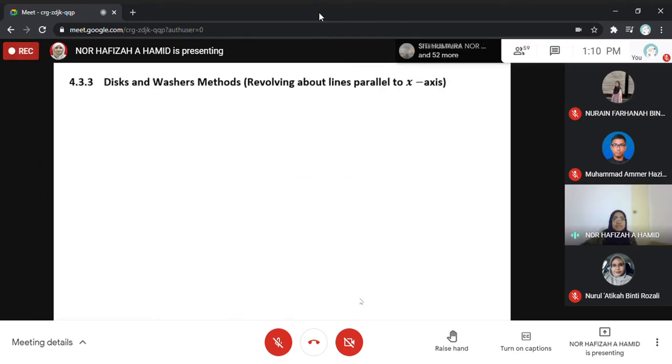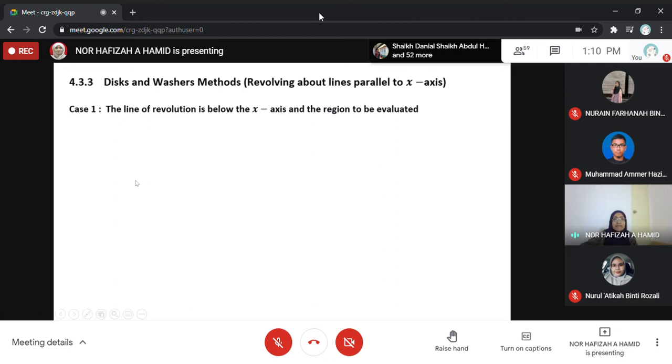Okay, so for this and washers revolving about lines parallel to x-axis. Okay, so for example, we have 3 cases. So case 1, the line of revolution is below the x-axis and the region to be evaluated.